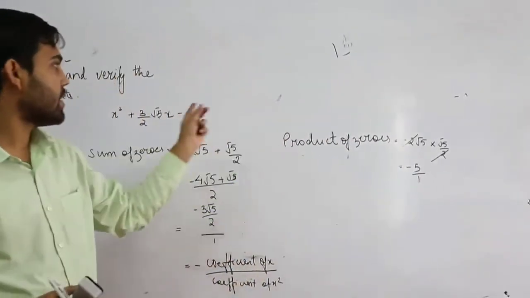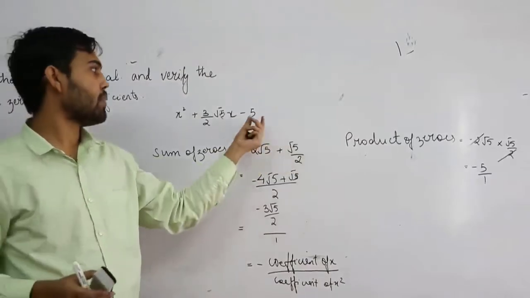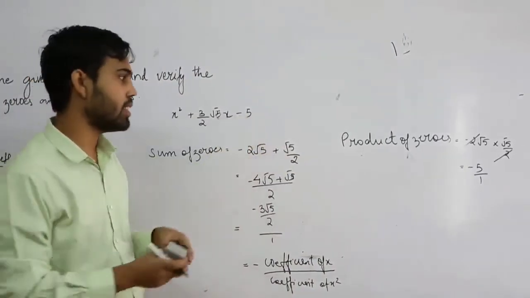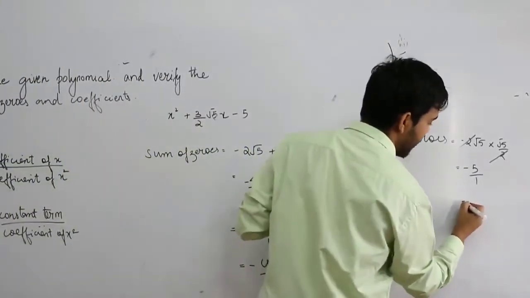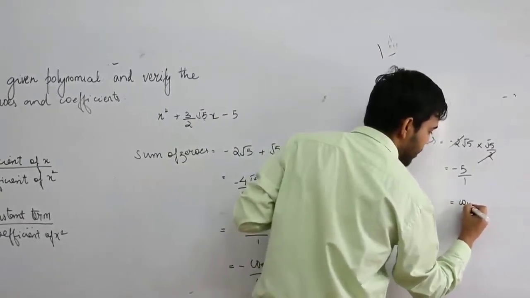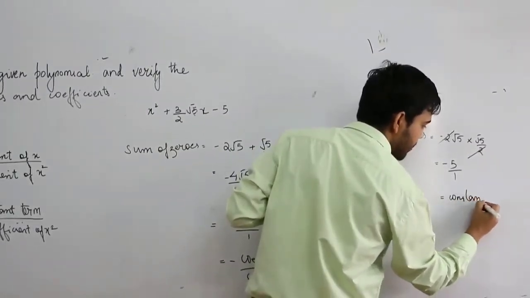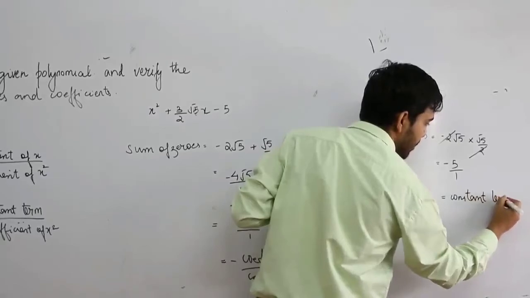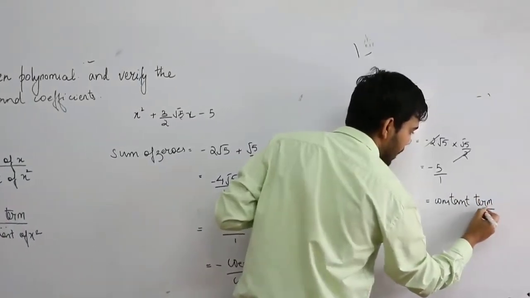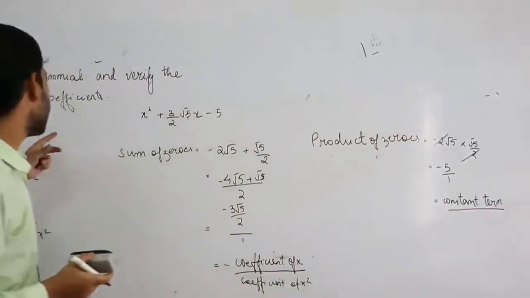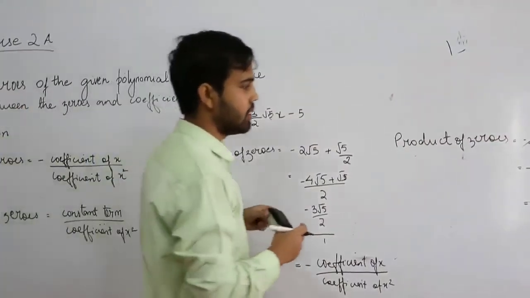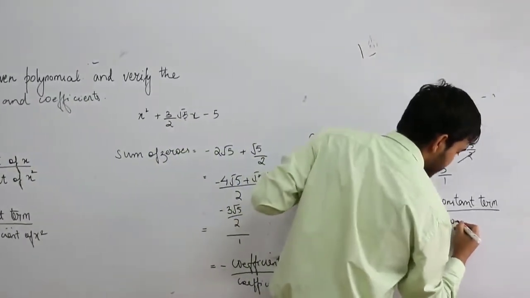Let us again compare this and this. I have minus 5 in here. What is minus 5 in here? It is the constant term. So instead of minus 5, I am writing this to be the constant term, by, again what is 1? It is the coefficient of x squared. So I have the coefficient of x squared.